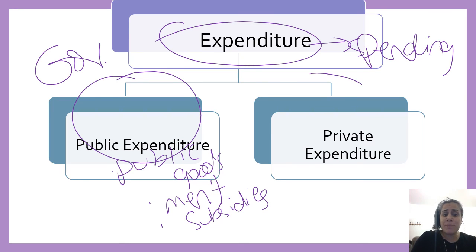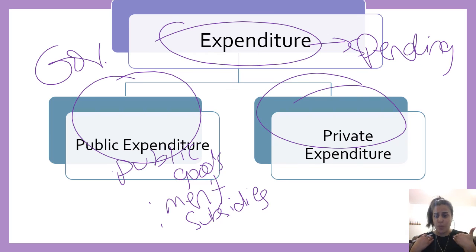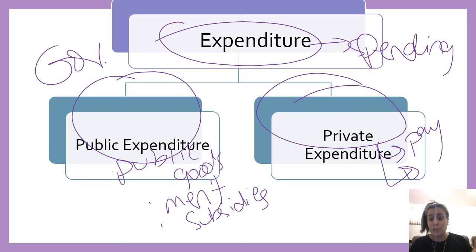A private expenditure, on the other hand, is for me as a consumer or as a private producer spending money. So, for example, for me as a consumer, I would be spending money in order to pay for my goods and services, in order to buy them. Whereas from the private sector point of view, or from the supplier's point of view, they will be spending money in order to pay for their factors of production.